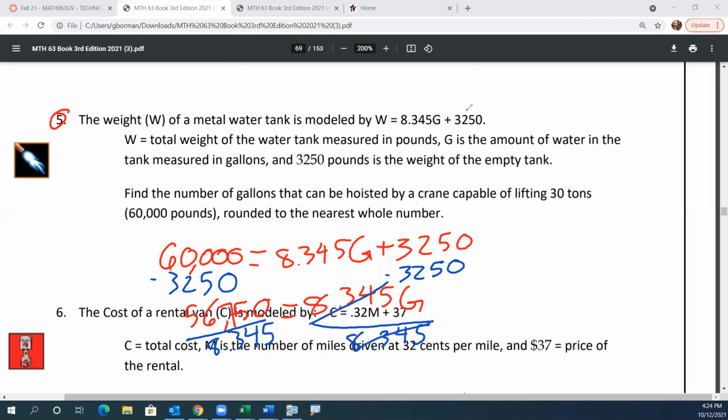So those cancel. And after dividing, I find that G is, let's see, how do we round this thing off? Nearest whole number. Okay, so it rounds off to 6,800 gallons. And that would be the end of that one.